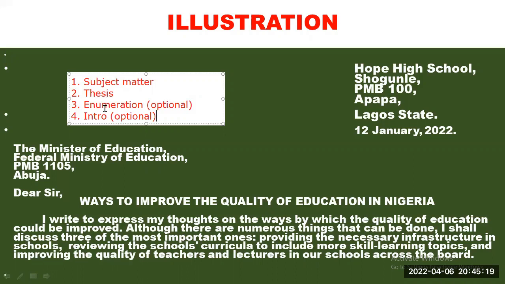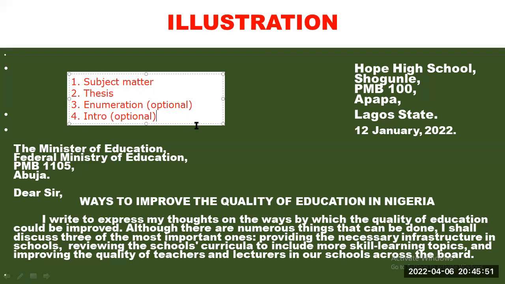And then the thesis is exactly your main idea, your central opinion, your major opinion, what you are saying about the quality of education, ways to improve the quality of education in Nigeria. That's a subject, it's broad, but your thesis will narrow it to your perspective. The angle from which you want to discuss this topic is your thesis, all right?